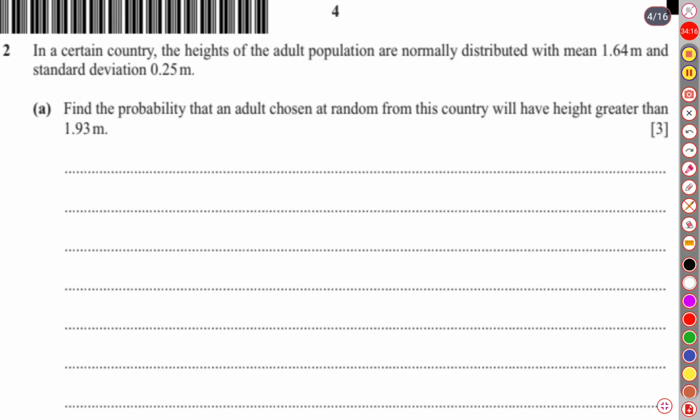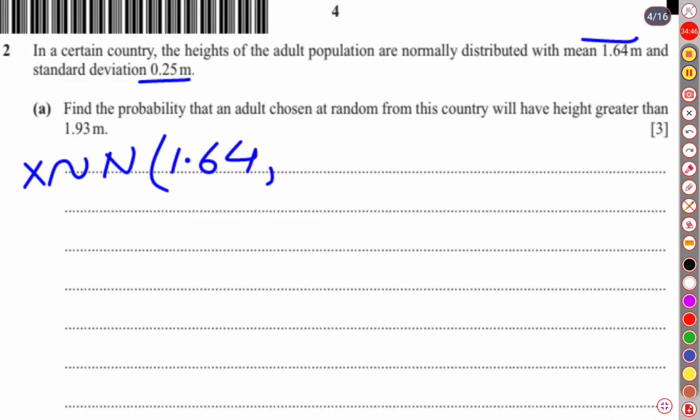So let's start our solution. We know the category of the distribution is given. It is a normal distribution. So let's write X belongs to a normal distribution, and the parameters are known to us. The mean value is 1.64, and the standard deviation is 0.25. The other parameter, the variance, is the square of the standard deviation, so it is 0.25 squared.